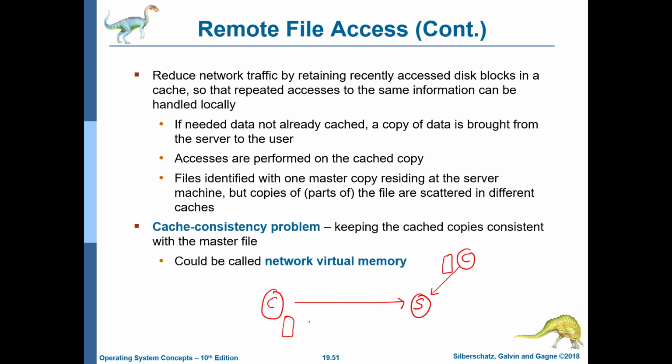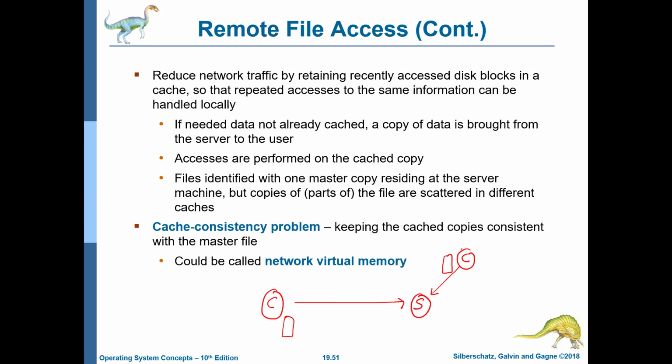So what can happen is that there will be conflicting updates. They may not be the same file block, but different blocks of the file. So there is a need to actually ensure that whatever is cached among the clients is kept consistent. So there's a cache consistency problem.